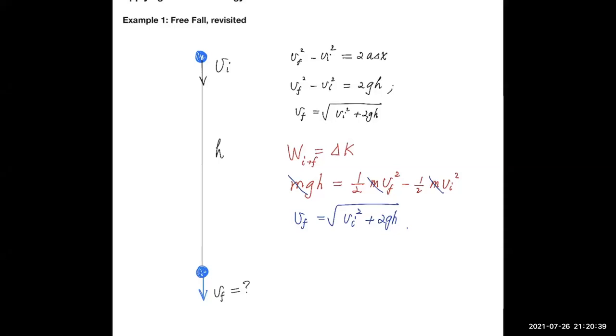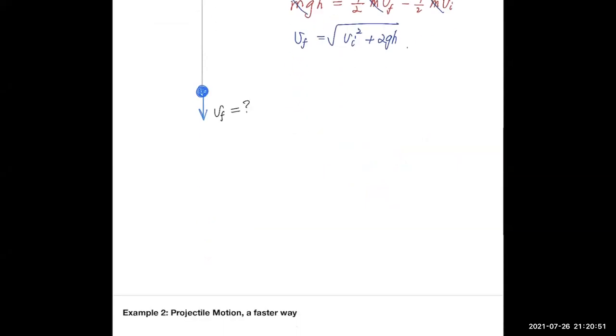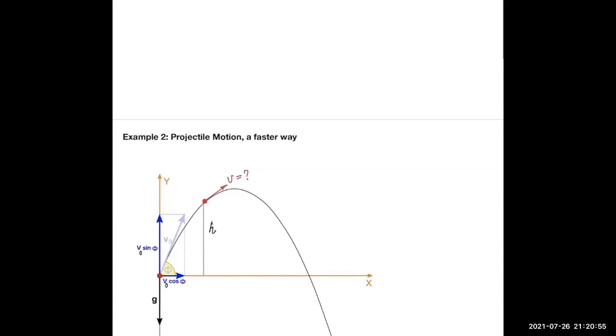Now, let's look at the second problem. This one, you can start to see the advantage of applying the work energy theorem. And that is, we're going to start to move away from vertical lines, so we don't just have a free fall, we have a projectile motion. This problem you have already seen before as well.